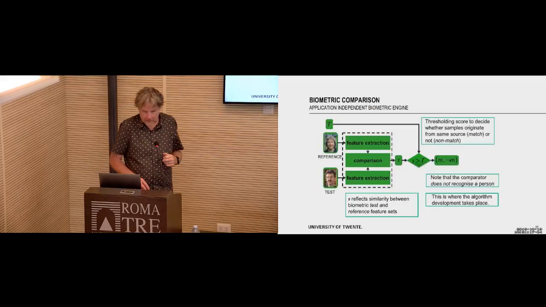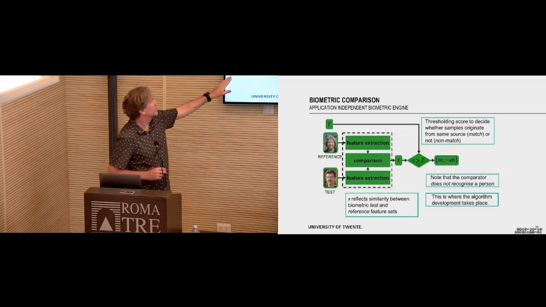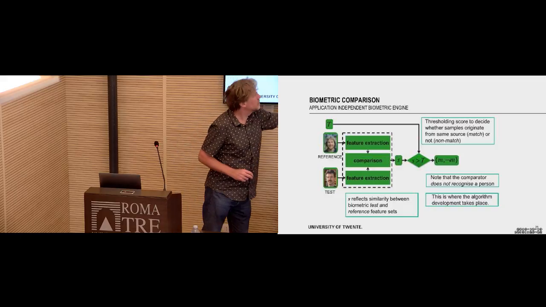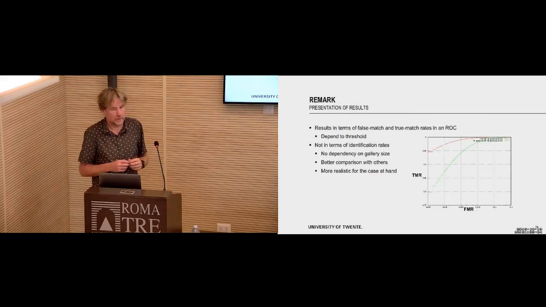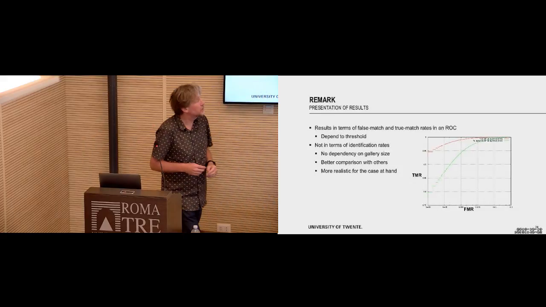So, this is the biometric comparison story. You know this, there's a reference image, there's a test image. We compute a comparison score and we compare that with a threshold. This is the way the system works. And actually, if we want to express performance, we will do that in terms of an ROC. You've seen that one as well. False match rate, true match rate, and this is actually a pretty good system.